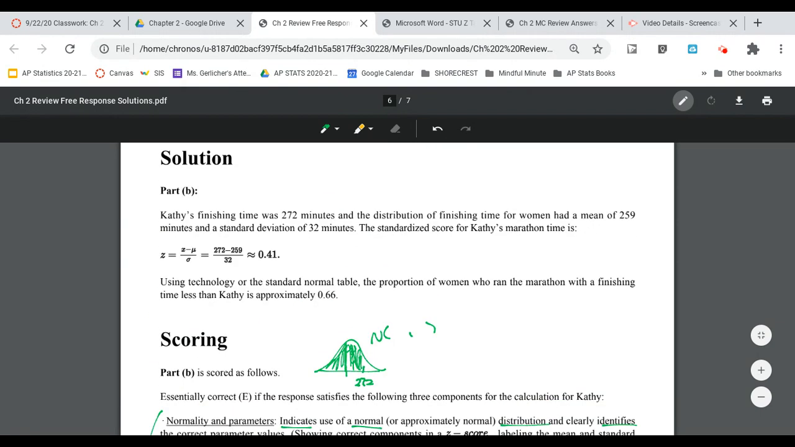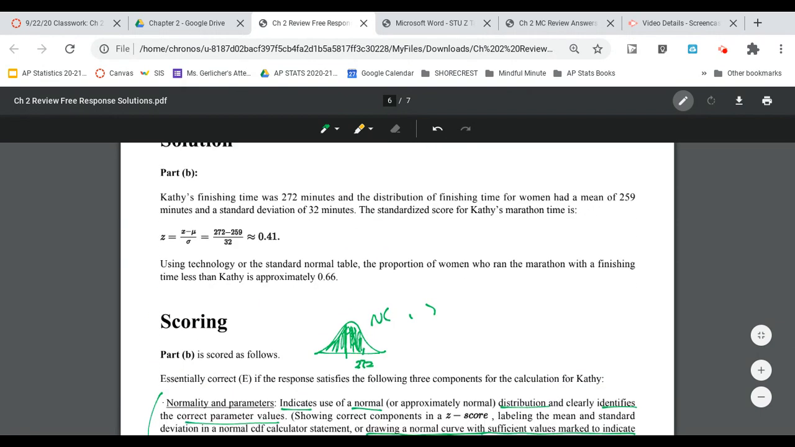Okay, so if we go up to the solution here, they didn't draw pictures, they used a sentence, but pictures work great. So they said the finishing time was 272. They said what the mean was and the standard deviation. And down here, they said standard normal table. They mentioned it's normal. All those things get covered in the picture where you have, that's 259. So you're showing that it's less than, you're showing it's normal, you're showing that you know what these numbers are, 259 and 32. That picture covers all those things.